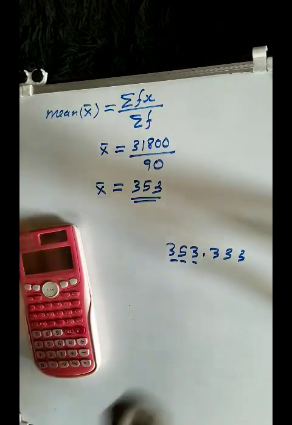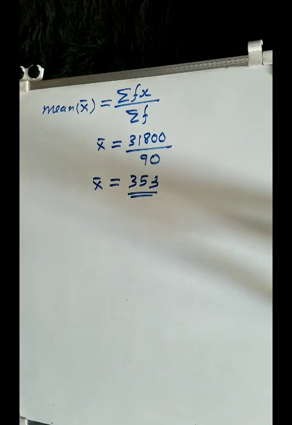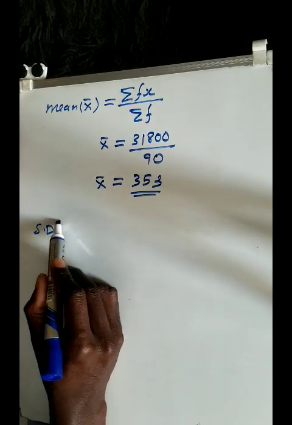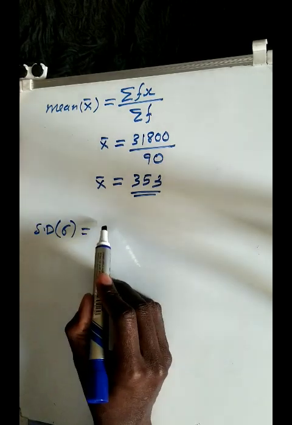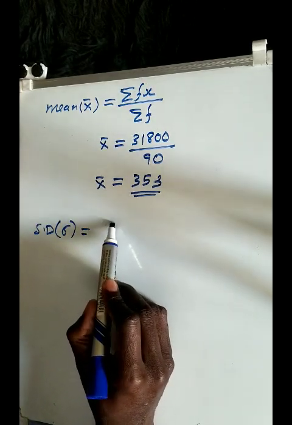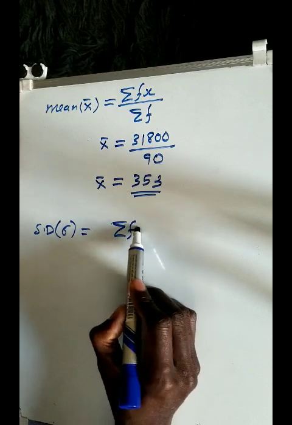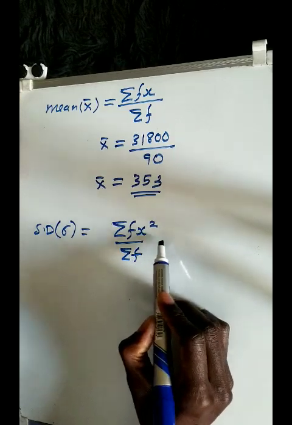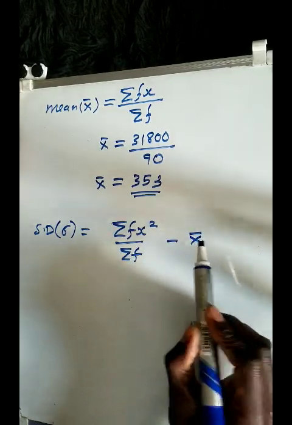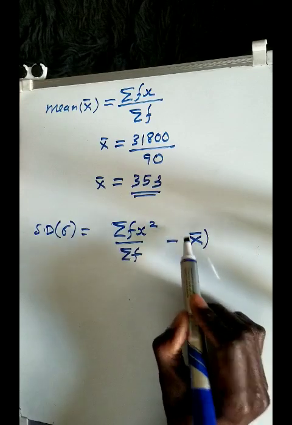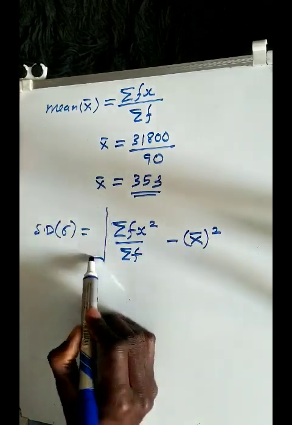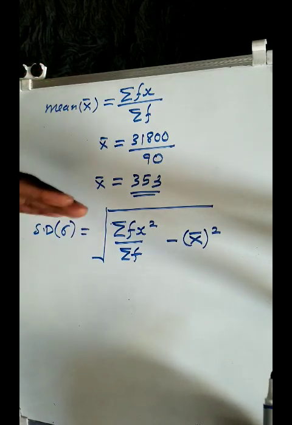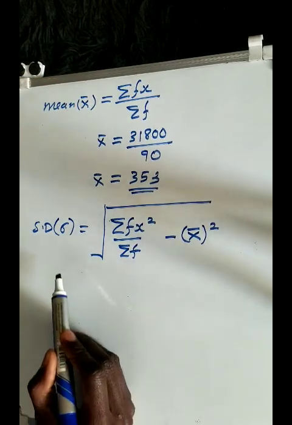Now to find the standard deviation, the SD, we simply apply the formula. It is simply the summation of fx squared divided by the summation of the frequency, then minus the mean, raised to the power 2. Whatever you get, you find the square root. This formula is always given in the second page of your mathematics paper 2 in the ECZ exam.